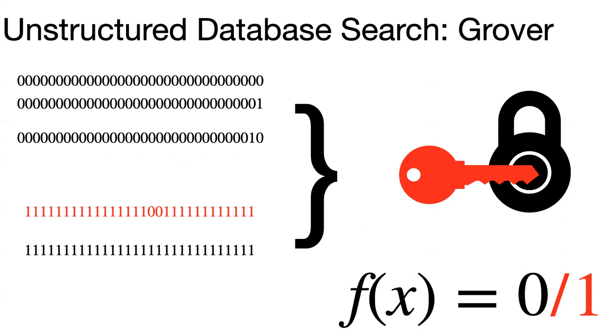Okay, so there is another very classic example of this kind of powerful action, which I again want to show you as pictures and analogies, not quite fully mathematical. And this is what's called an unstructured database search.